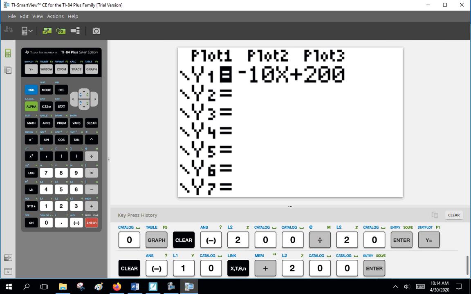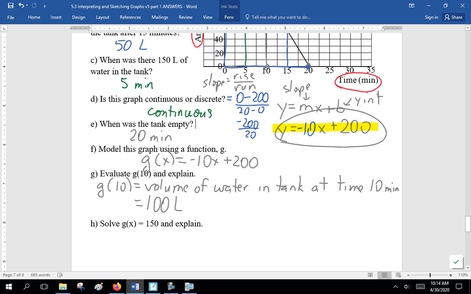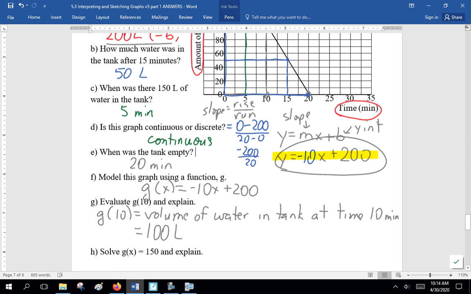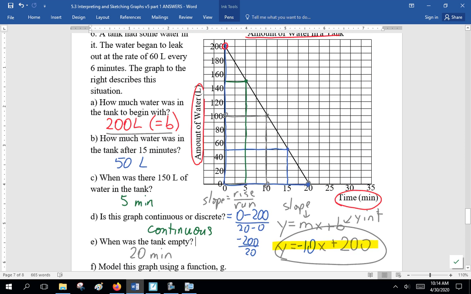Enter. Now, your windows are supposed to be minus 10 to 10 at the beginning. But what do we know about this graph here? Well, we start at 200 for y, so y should be 0 to 200 and x should be 0 to 20.